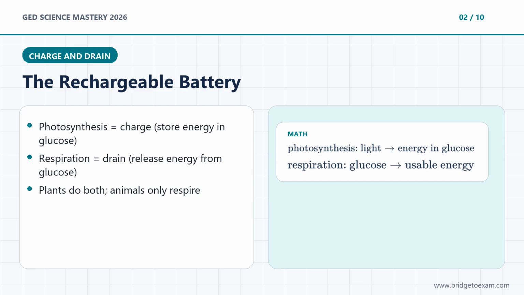Here is the key difference to remember. Plants do both, charging in the light and draining all the time. Animals only drain. We cannot make our own glucose, so we get it by eating. Charge and drain. Hold on to that picture.